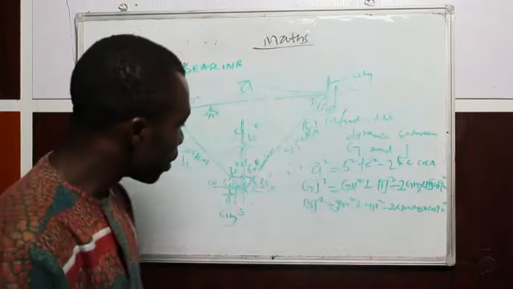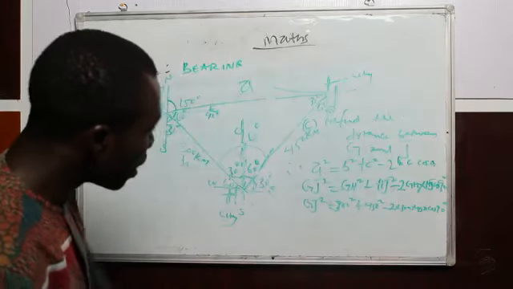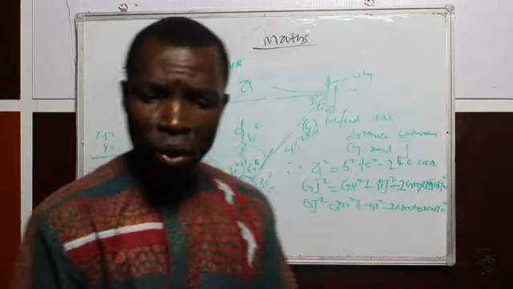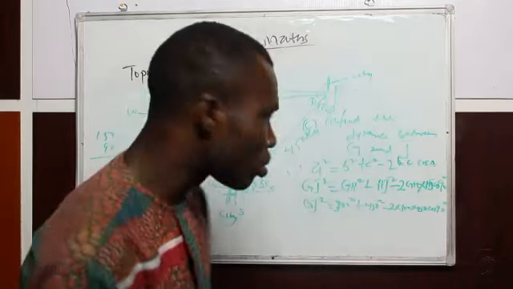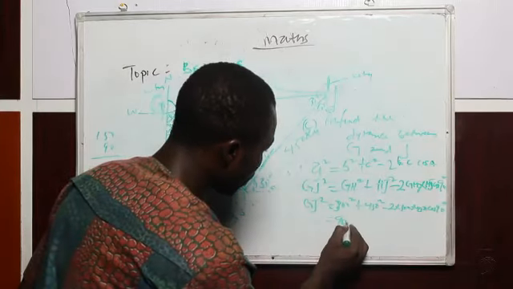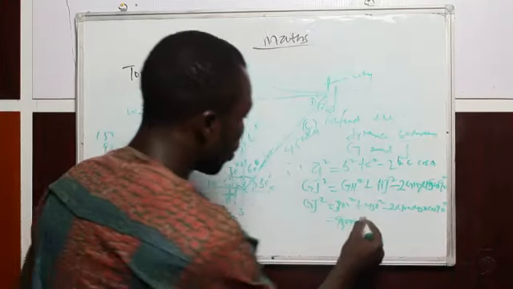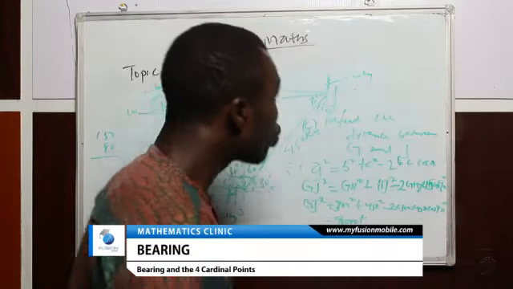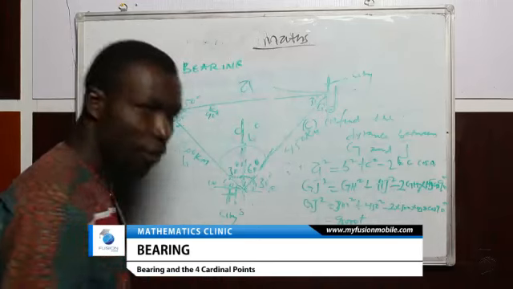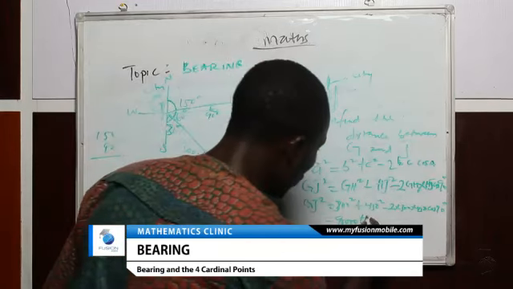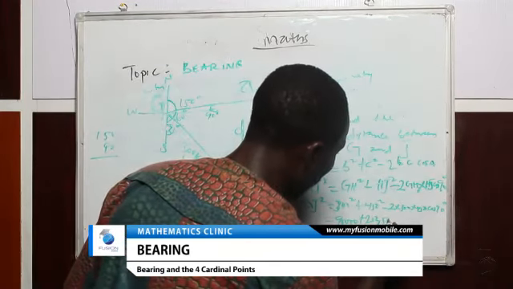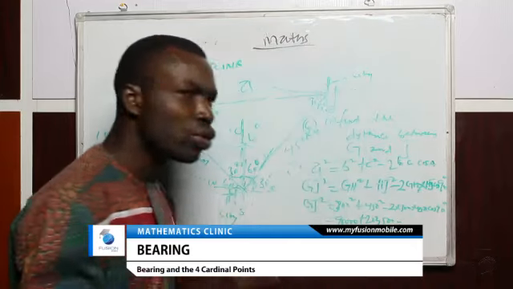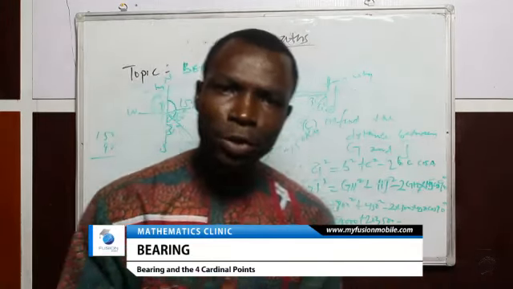What is cos 90 degree in your calculator? Now, before then, as you are checking cos 90 degree, our 300 square is equal to 90,000. Check your calculator. Plus, what is 450 square? Is 202,500, I guess. 202,500 minus 2 times 300 times 450.